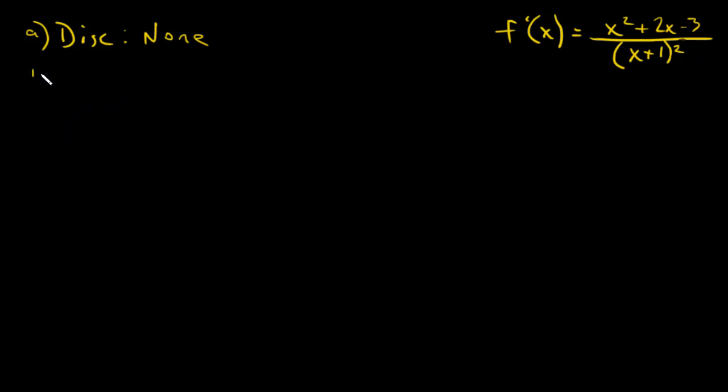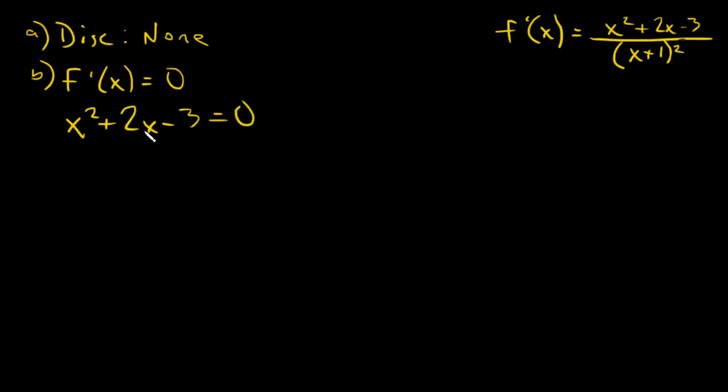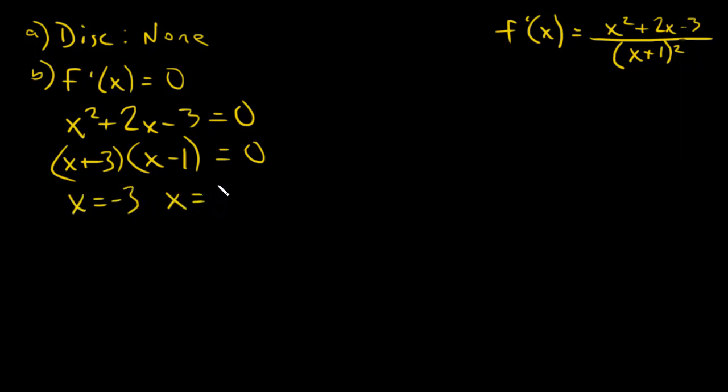So next part is where f prime of x equals 0. How do we do that? Well, we set the top equal to 0. So x squared plus 2x minus 3 equals 0. What do you know? We can factor this. That's kind of nice. So we're going to get x plus 3 times x minus 1. So that means x equals negative 3 and x equals 1. Those are where we're going to have f prime of x equals 0. Okay? So these are our two critical numbers that we need to look at.